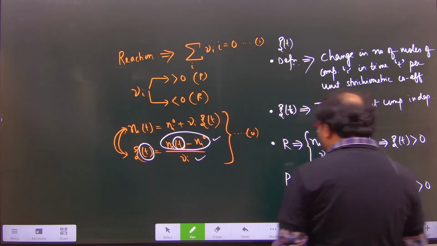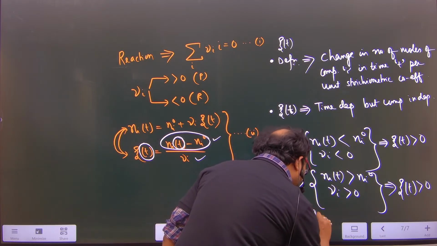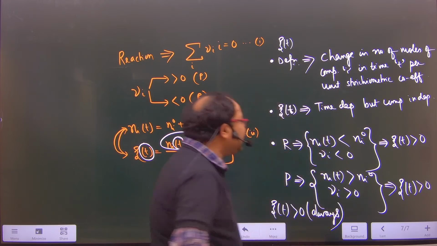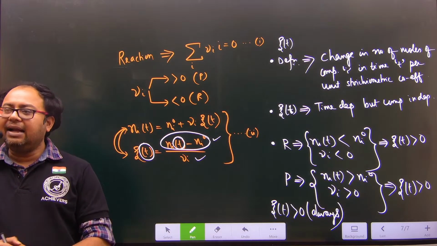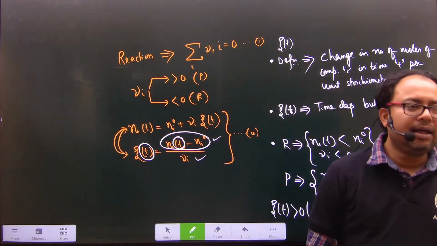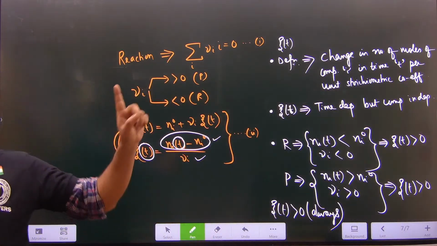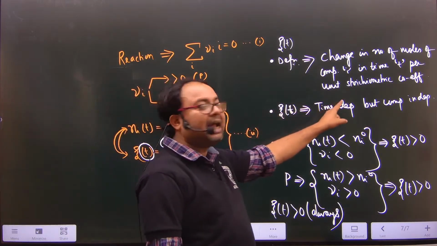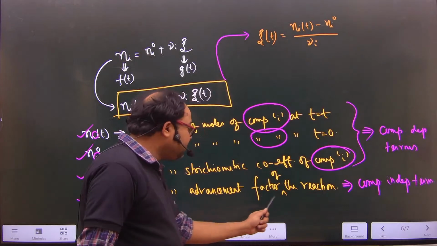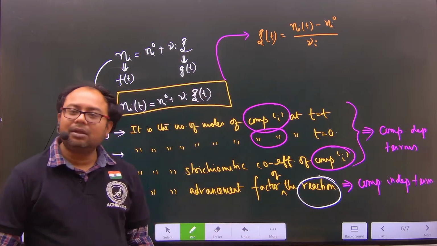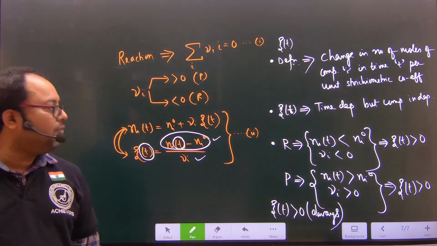So xi t is always positive. It cannot be negative. And it is the same for all the components. So it is the property of the chemical reaction at a particular time. It's only dependent on time and the chemical reaction. That's why we have defined it. It's the advancement factor of the reaction. So xi t is basically the time dependent property of a chemical reaction.